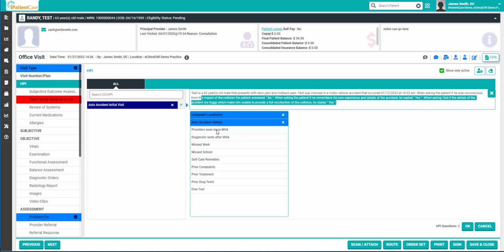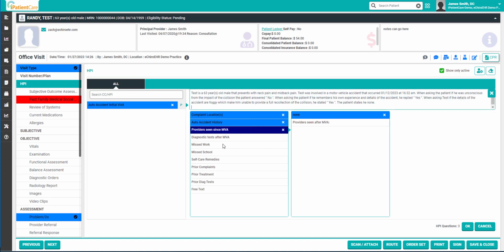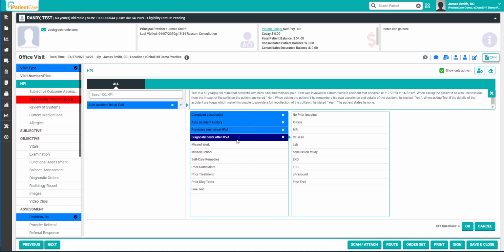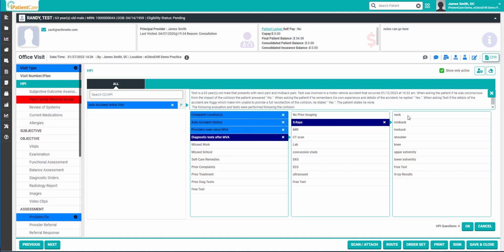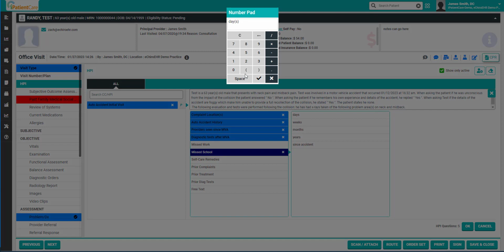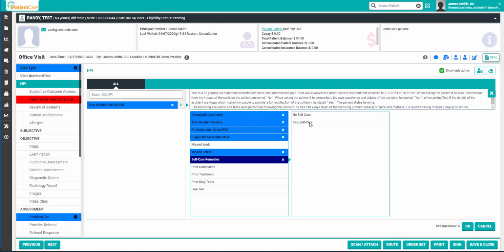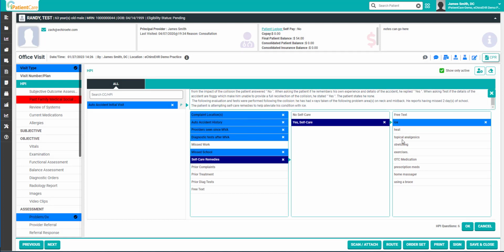And then moving on down to the next thing, providers seen since the motor vehicle accident. Well, there weren't any. Diagnostic tests after the MVA. Well, they had x-rays taken over the neck and mid-back at, let's say, a local hospital. Have they missed any work, missed any school? If so, how many days have been missed of school? We'll say 2 days. Any self-care remedies? Yes. And the patient tried ice and heat.